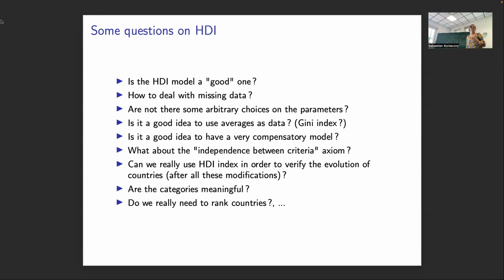And when they miss data, what they do is look at the countries which are similar to these countries, and then they put the number, but they did it in a very transparent way. So we see that there are some arbitrary choices about how you will normalize it. And we talked about the Gini index, the compensation, the independence between criteria. And can we really use this index in order to verify the evolution of the countries?